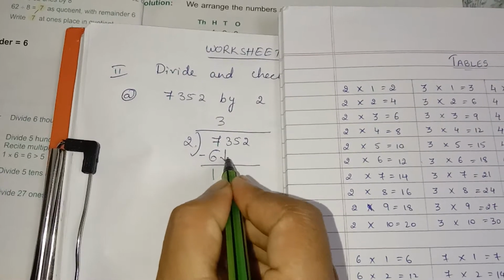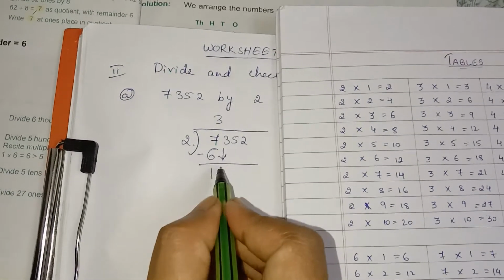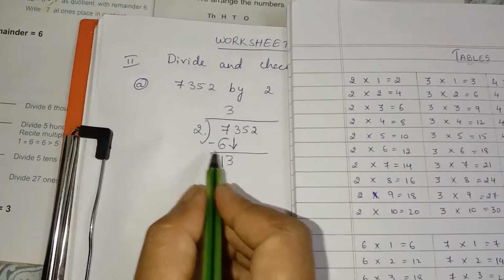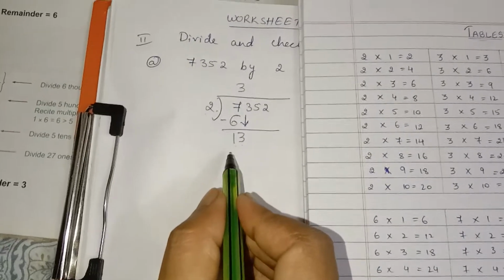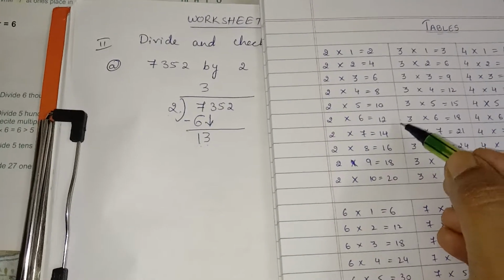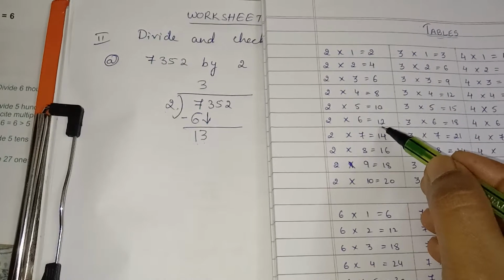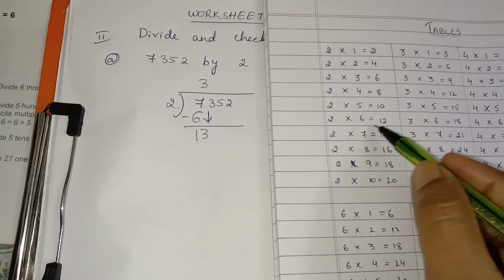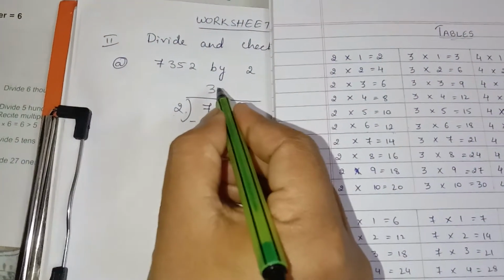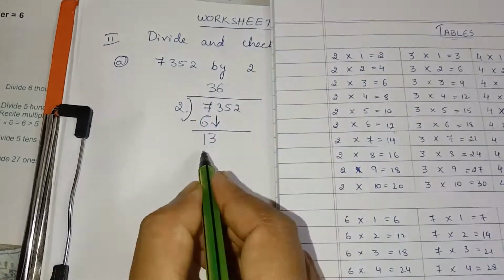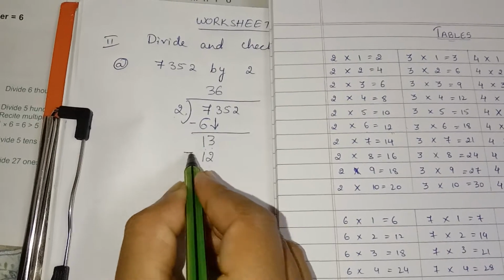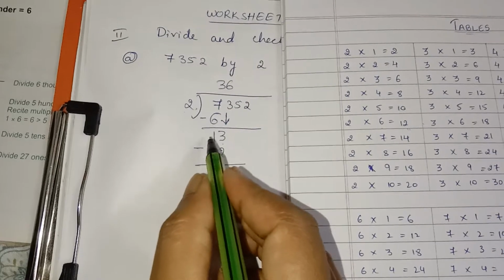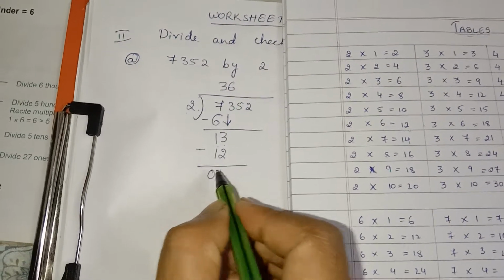Then take the next number down here, the 3. Now we are having 13. Now divide 13 by 2. Now recall the table 2, the number which is less than 13. Here 2 6s are 12. Write down 6 in the quotient part and 12. Now 3 minus 2 is 1. 1 minus 1 is 0.